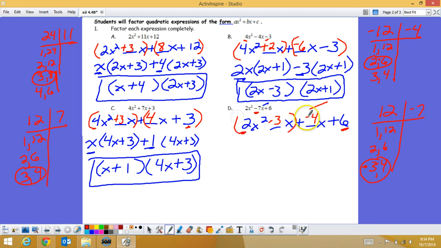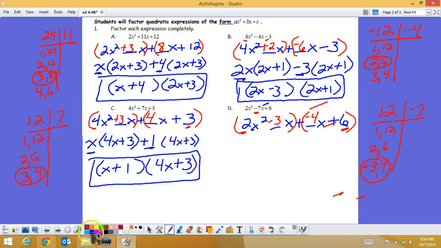And you may wonder, does it matter which number goes in which blank? And the answer is no. If you do the distributive property right in that next step, you're going to end up with the same two sets of parentheses. You can put the negative 4 here and the negative 3 here. It does not matter. You could put negative 6 here and 2 here. You would still get the same two sets of parentheses.